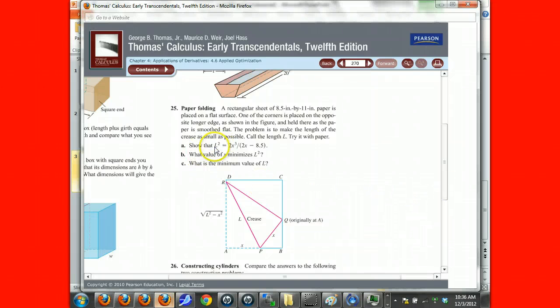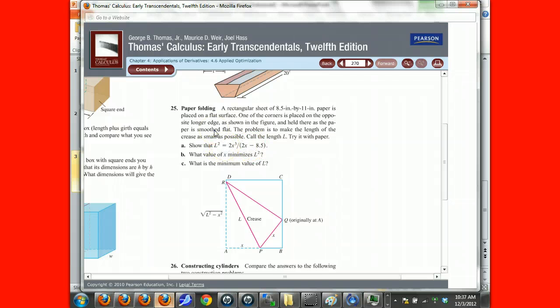What part are you having trouble with? Showing that L squared is 2x squared over 2x minus 8.5? The original paper is 8.5 by 11, and you're going to fold it. We're going to have a right triangle, and it's our job to show that L squared is 2x cubed over 2x minus 8.5. On an exam, I wouldn't give this to you, but we could do it.